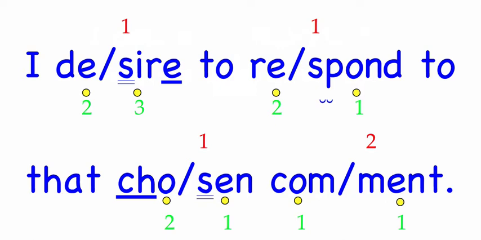Sentence 4. The dolphin began to emit a loud greeting. The dolphin began to emit a loud greeting. The dolphin, first syllable dol, three sounds: D, O, L. Fin, three sounds: F, I, N. Dolphin.